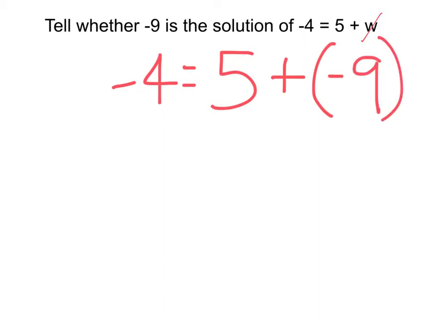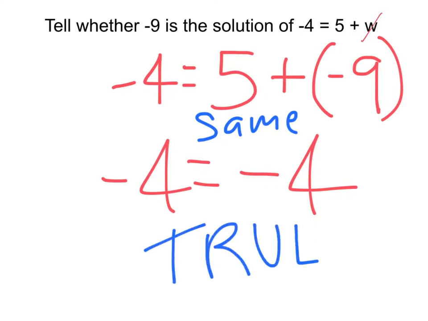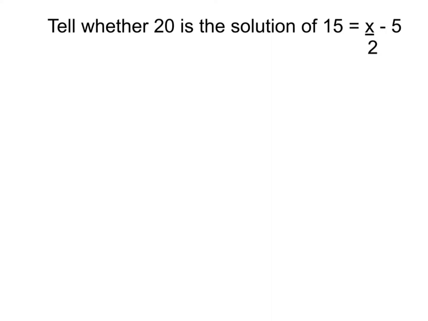Well, the left side is going to stay the same, and I know that 5 plus negative 9, or 5 minus 9, is going to give us negative 4 as well. If you don't know that, you can simply do it in your calculator. Negative 4 equals negative 4. These are the same on both sides, right? So this is true. They're equal. We're good. So now it's going to get a little bit more tricky.